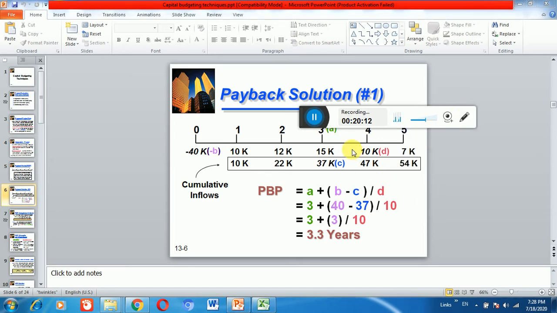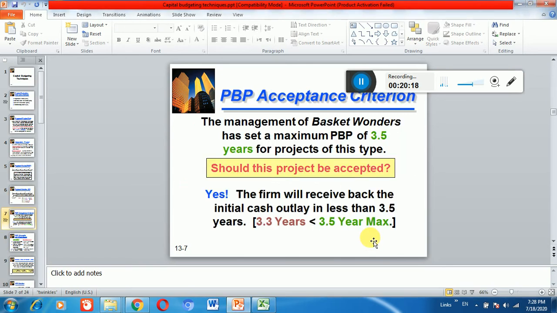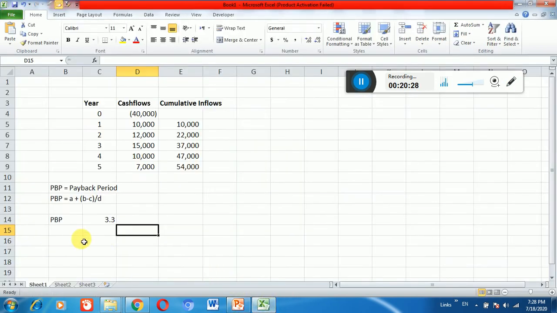In this question, the payback computed is 3.3 years. Yes, go next and check. The management of Basket Wonders has set a maximum payback period as 3.5. Okay, how much is the required payback period? You can say here in our example, the required payback period is 3.5.